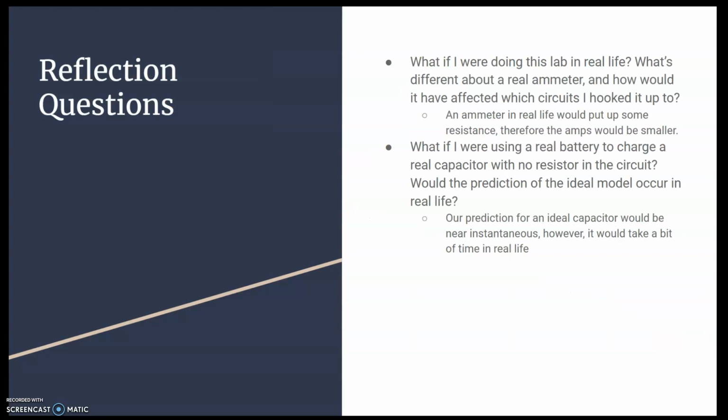Reflection questions. What if I were doing this lab in real life? What's different about a real ammeter? And how would it have affected which circuits I hooked it up to? An ammeter in real life would actually put up a small amount of resistance. Therefore, the amps would actually be smaller. And affecting which circuits I hooked it up to, it would probably be more limited.